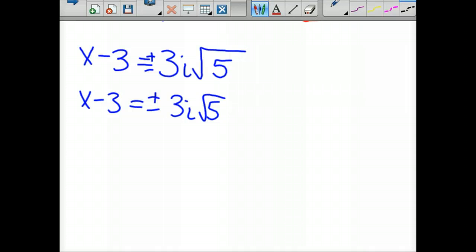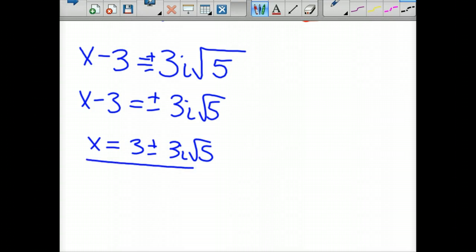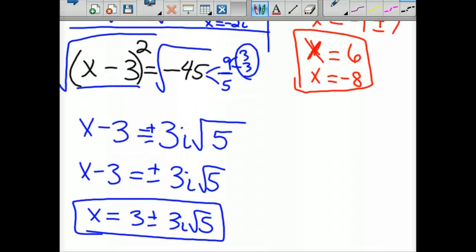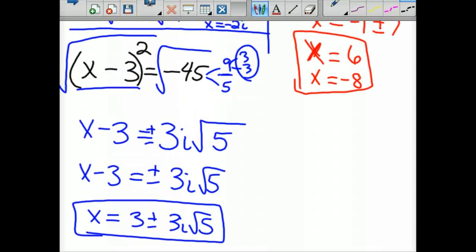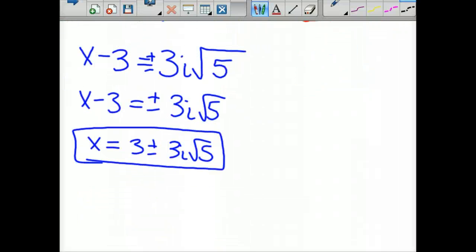Then the last step, we want x by itself, so we just add 3 over to the other side. And so x equals 3 plus or minus 3i square root of 5. And so that's the solution to that. Now that would be really ugly because that's a complex number that we're going to have to plug into that original quadratic to see if it works or not. And it will work, believe it or not. I don't want to spend the time showing you that in here, but it's ugly.